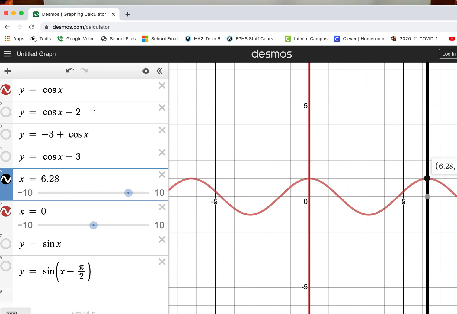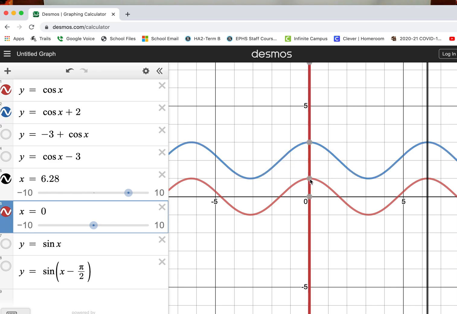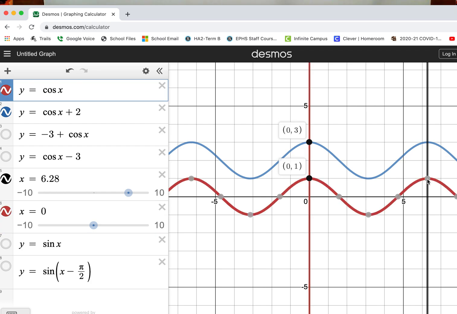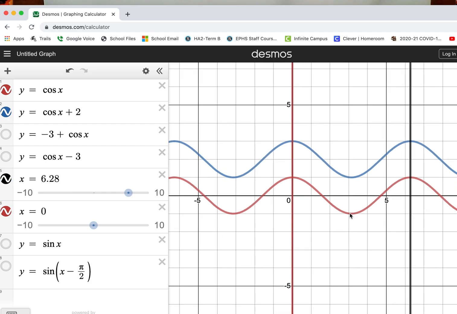So what's going to happen when I do y equals cosine of x plus 2, that whole graph should just shift up 2. Yeah, feel good about that. So this point that was at 0, 1 is now at 0, 3. 6.28, 1 is at 6.28, 3. Right here, pi, negative 1 will be at pi, positive 1. So the whole thing just moved up 2.